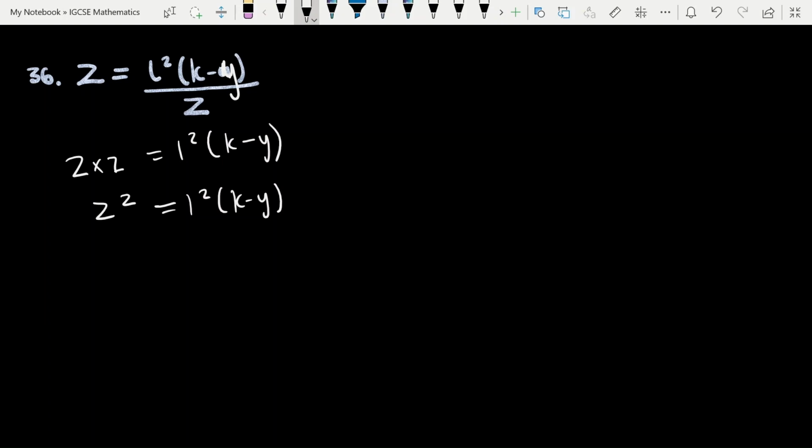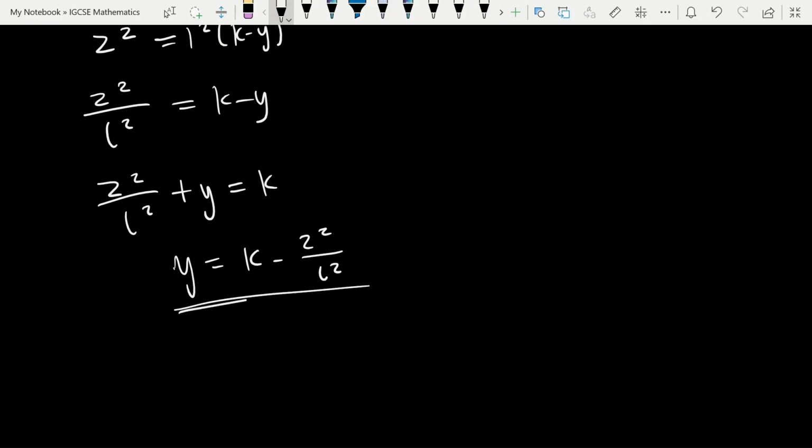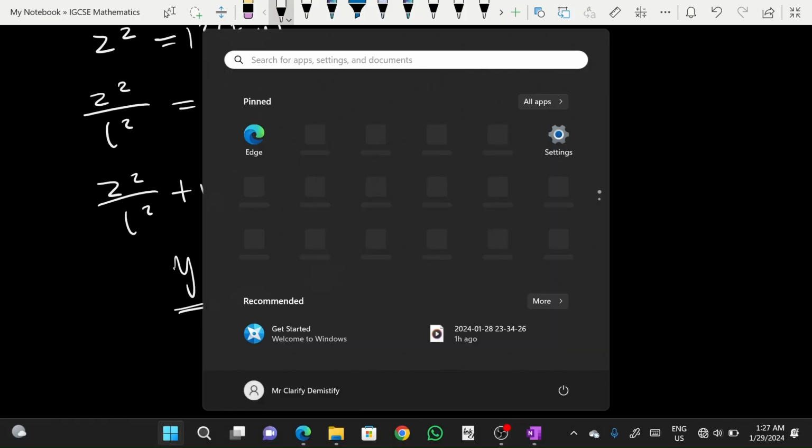Do we expand? No. Why is it that we don't expand? Because we only have one y. You'll see as we do more examples. L squared comes to the other side. We have z squared over L squared equal to k minus y. Is our y negative or positive? It's negative. We can't make it the subject right now. We have to take it to the other side to make it positive. So z squared over L squared plus y is equal to k. Then now we can make it the subject by taking everything which is not y to the other side. y is equal to k minus z squared over L squared. We are done. Well done. Let's see more examples in the next video.